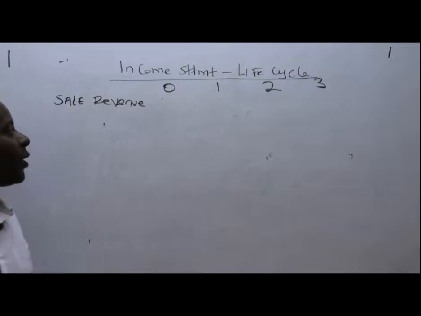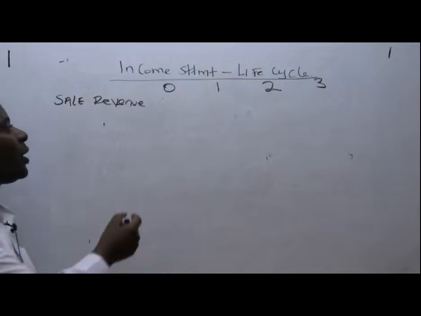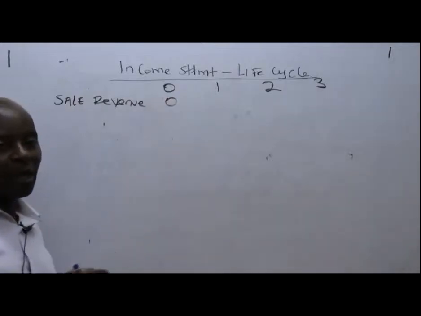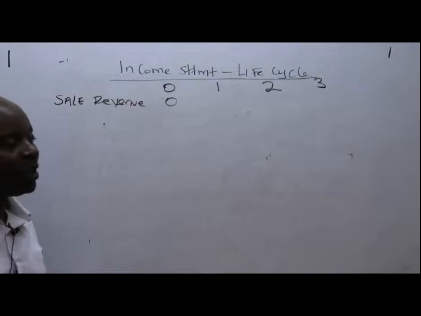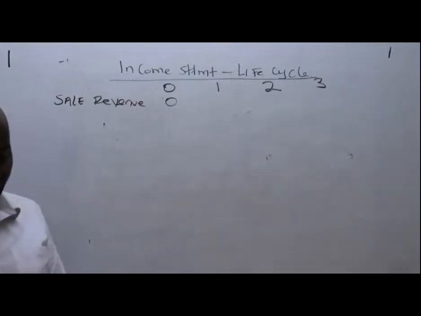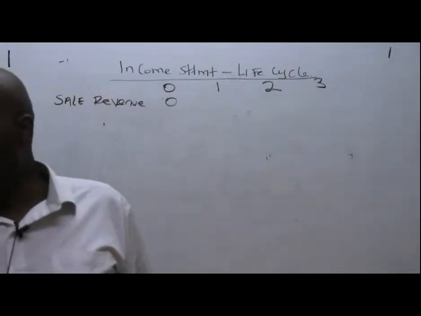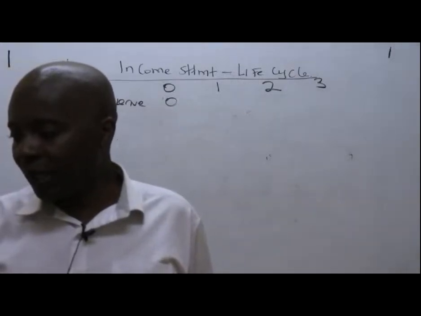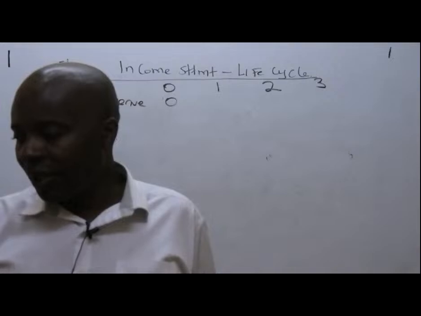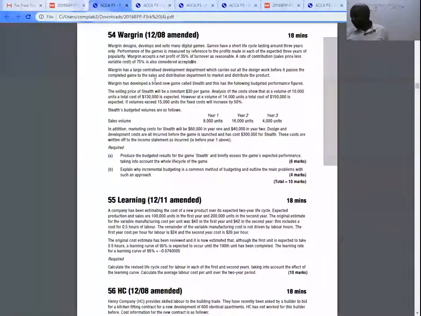Right? So for sales revenue, of course, in year 0, at time 0, we haven't started selling. So revenue there will be 0. Then we go to year 1. I can see quantity. Of course, it's not lost on me that there is a price given. The selling price is given in paragraph number 3. The selling price is 30 per game.